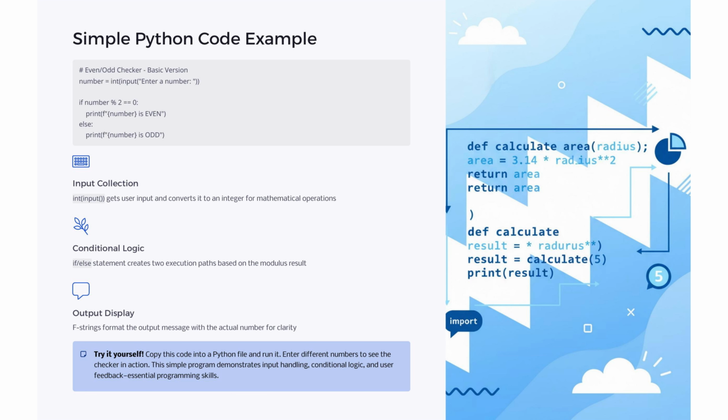The basic even-odd checker in Python uses int of input to collect user input, converting it to an integer. The if-else statement determines the number's parity using the modulus operator. F-strings format the output, providing clear feedback. This code exemplifies input handling, conditional logic, and user interaction, foundational skills in programming.